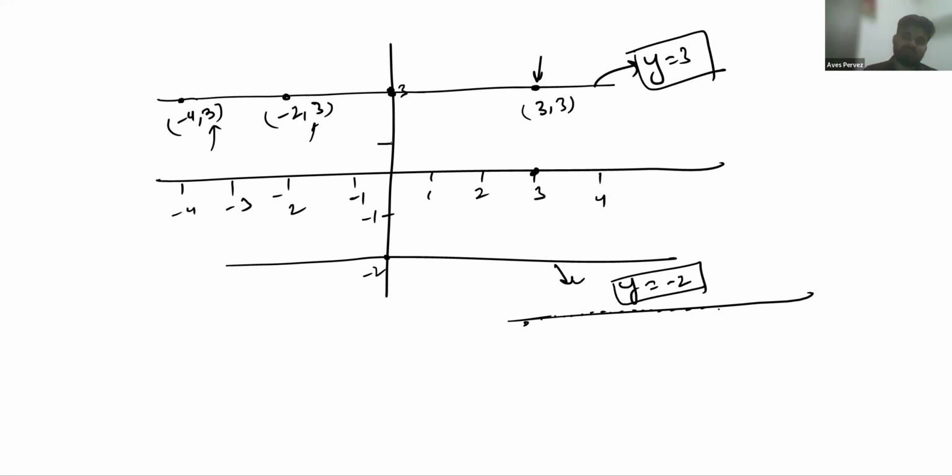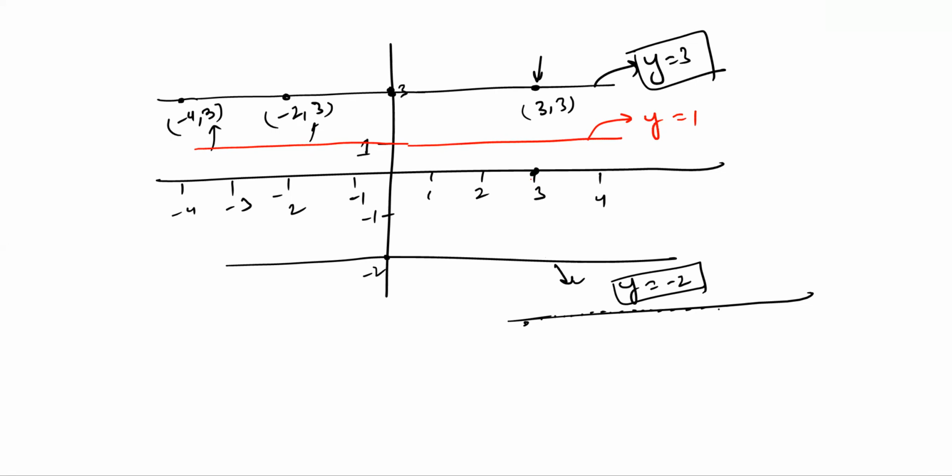So y is equal to 2, y is equal to 3. If I have this line through plus 1 of y, and the line is parallel to the x-axis, what will be the equation of this line? y is equal to 1. Got it?